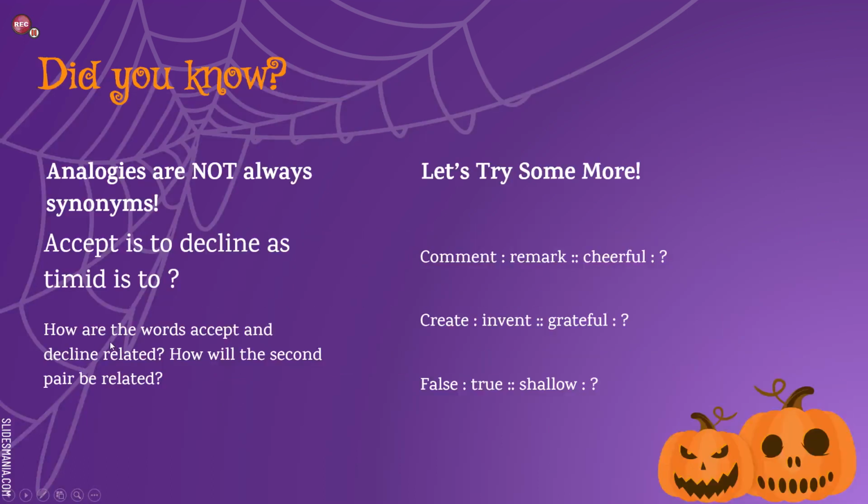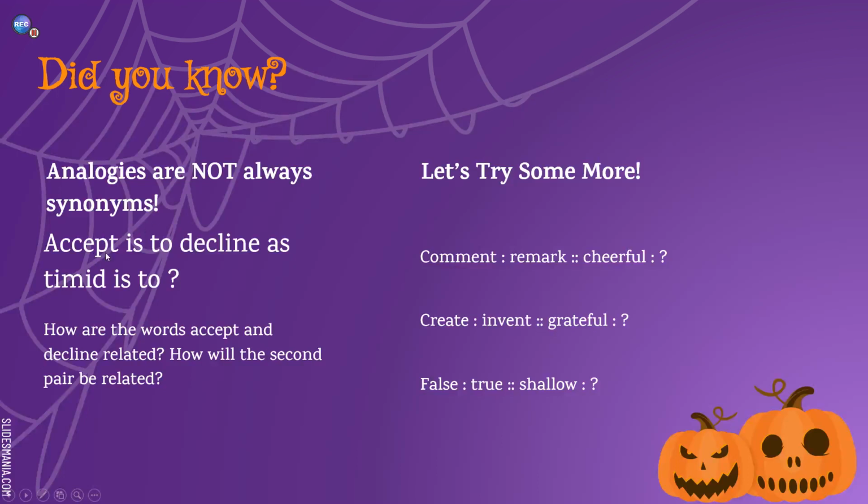Very good. Okay, so did you know analogies are not always synonyms? So we have to be careful of that. Let's look at some other things. Accept is to decline as timid is to. Well, how are the words accept and decline related? Well, if I accept something, that means I take it in. If I decline something, that means I don't want it. So are those synonyms? No, they are antonyms, aren't they?